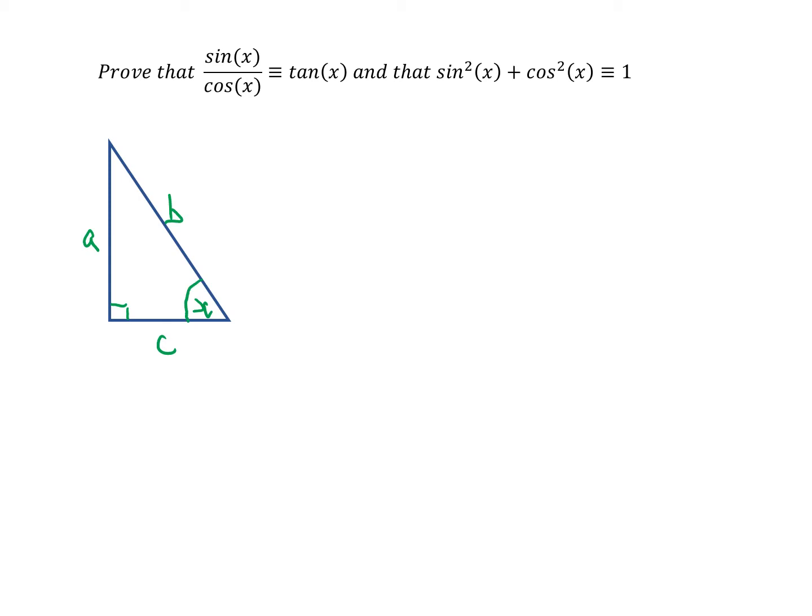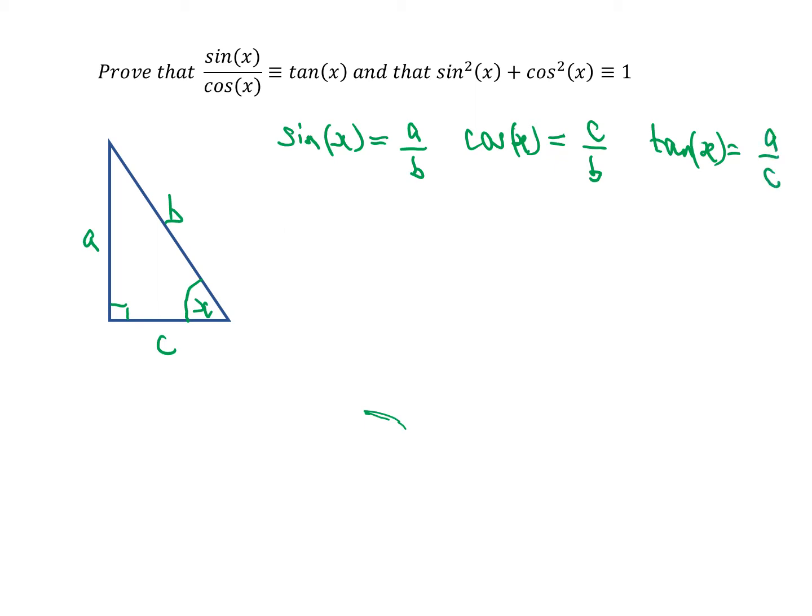And then using what we already know from GCSE, we can write down sine X, cos X, and tan X. So sine X, opposite over hypotenuse, that's A over B. Cos X, C over B. And tan X, opposite over adjacent, A over C.